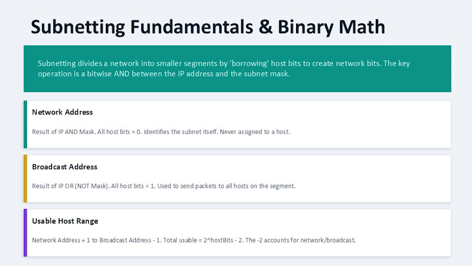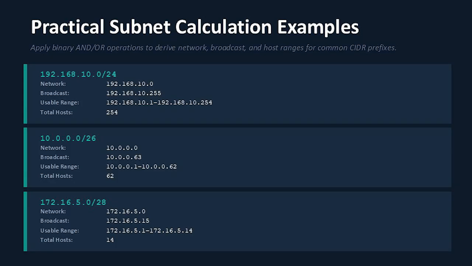Hence why I said that the other slide was slightly wrong. I need to go back and fix it. So the total usable is 2 to the number of host bits minus 2, because of the network and broadcast addresses. So, some practical calculation examples.